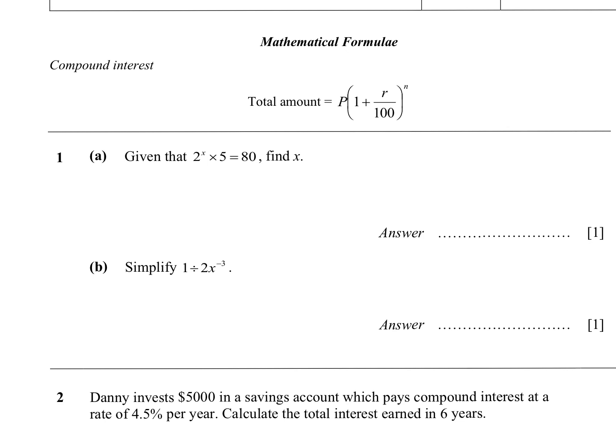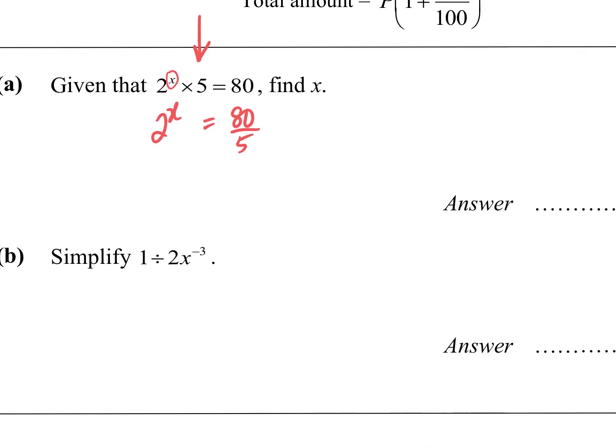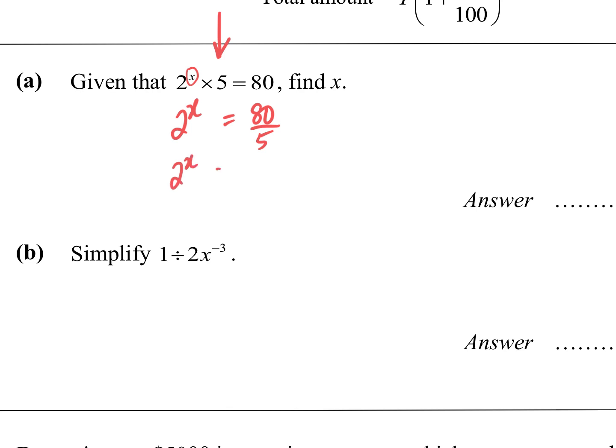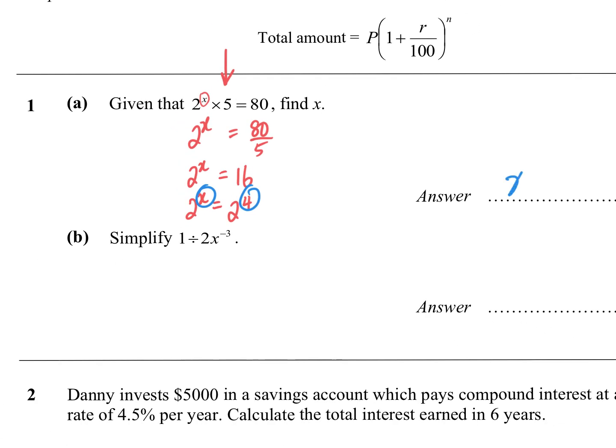Okay, so the first question, you want to solve for x. So first thing you need to do is to get rid of the 5. You cannot multiply the 5 to the 2 because this has a power there, right? So what you can do is divide by 5 first. So once you divide by 5, you will realize that 80 divided by 5 is 16, which is a neat 2 to the power of 4. And then once you are there, then you can compare the power. So x is just 4.